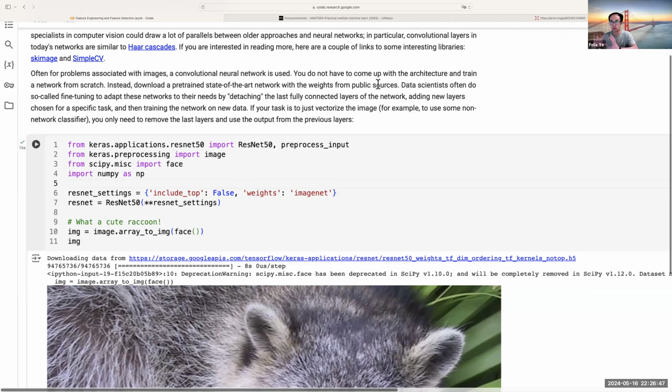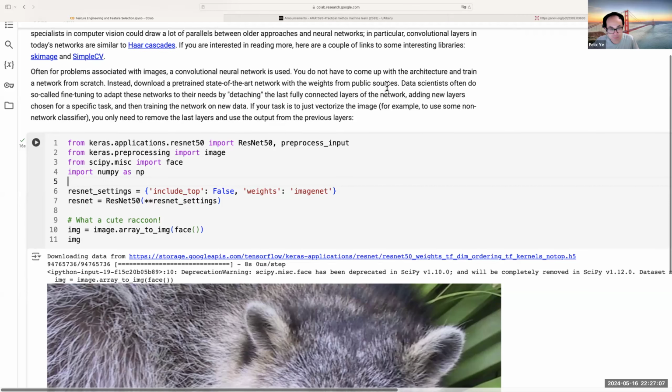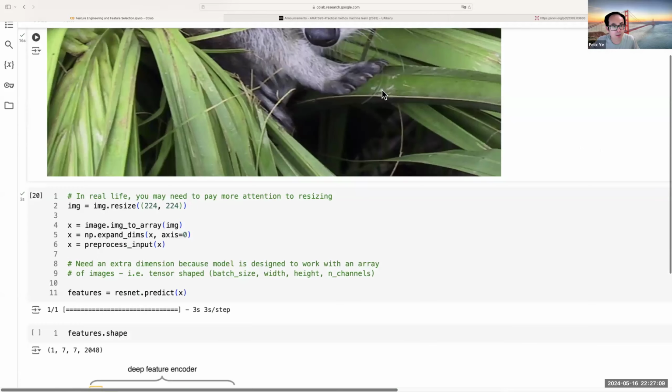Then you only need to tune the last layers. You never tune those pre-trained models. These pre-trained models give you the feature representation of these images, to grab the important features of these images. Okay, so this is very important.